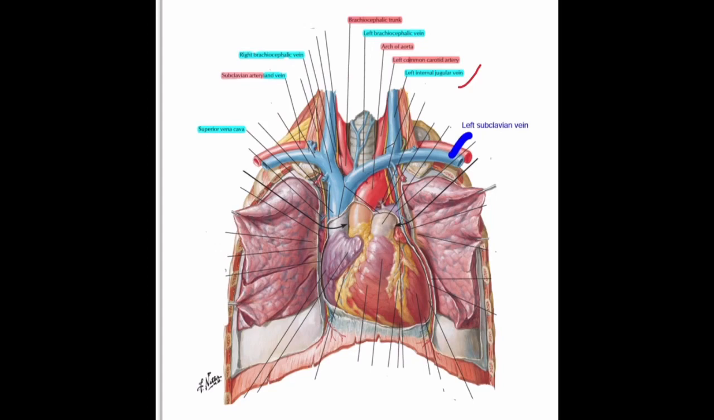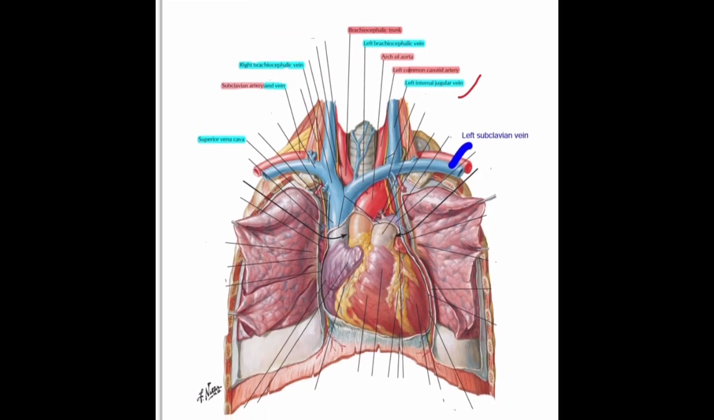Okay, so here first of all, let's start off with the jugular veins and the subclavian veins. We have two internal jugular veins which are draining the brain, and they are coming down from the brain. Okay, so you can see here, this is the left internal jugular vein and this is the right internal jugular vein.